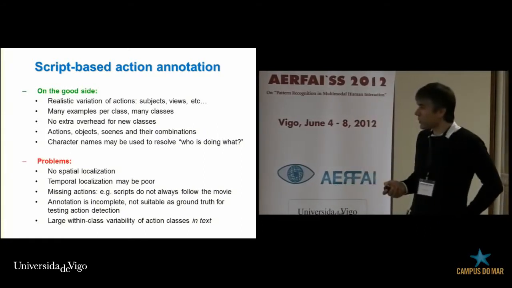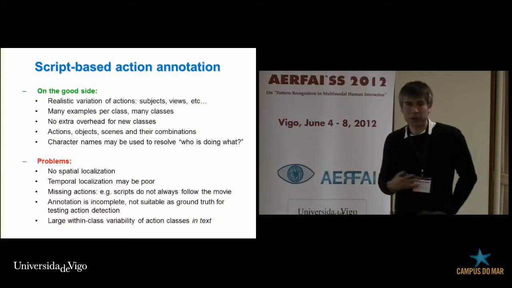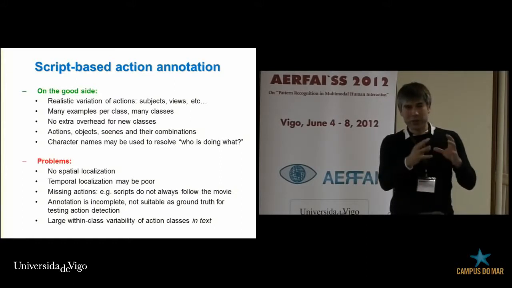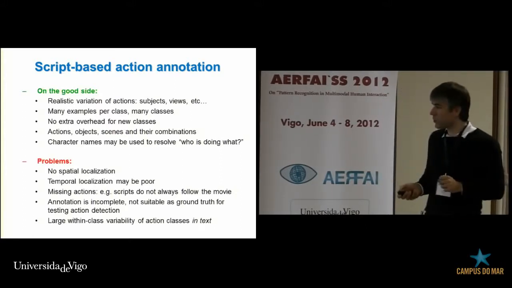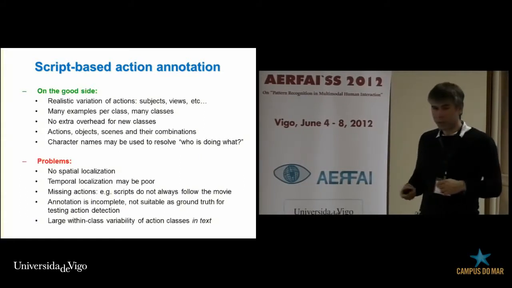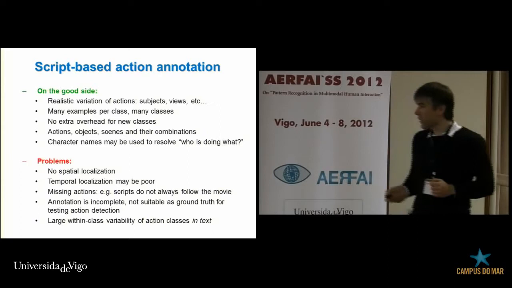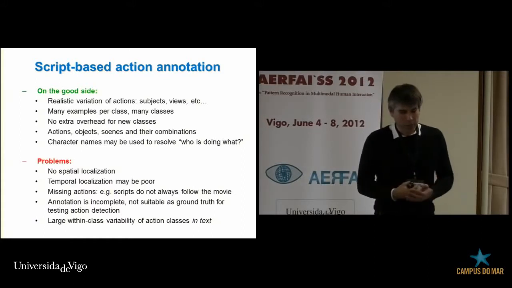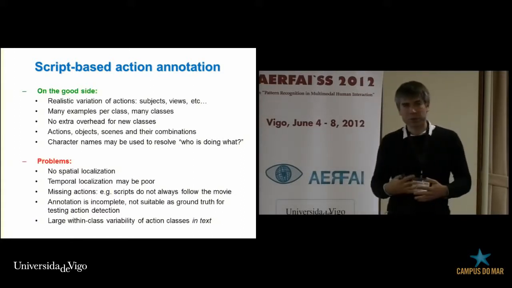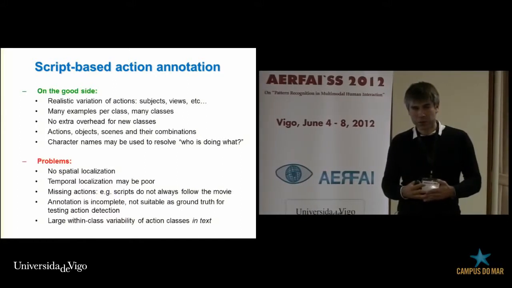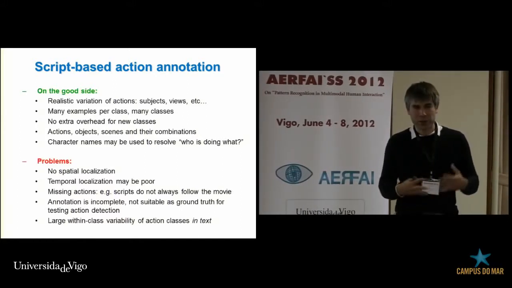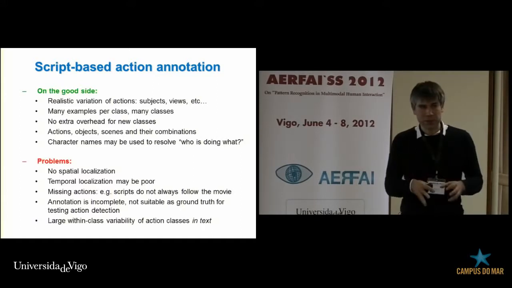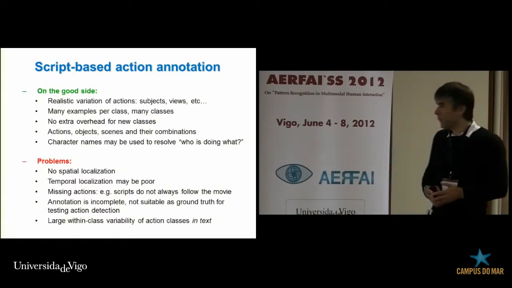But it's not optimal. Why? Scripts provide no spatial localization. Before, we were annotating drinking very specifically, saying this person is drinking. Scripts won't provide this information. Temporal localization may be very poor. There might also be missing actions because scripts don't mention everything. For the actions we looked at, scripts mention about 30% of the content, which means that 70% of actions we are not capturing. This is okay for training, more or less, because we are just interested in positive examples. If we don't have enough, we just get more movies, but it can be a problem.